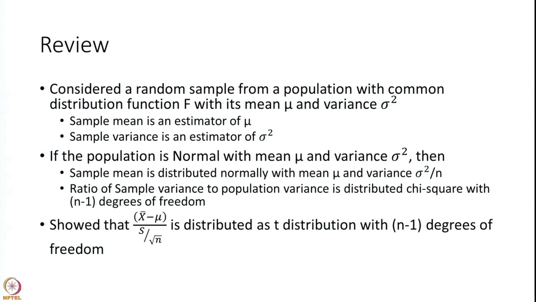Then we went ahead and showed that if you take the ratio of the difference of sample mean from the population mean, and divide it by the estimated population standard deviation, that is the sample standard deviation, then it is distributed as a t distribution with n minus 1 degrees of freedom.